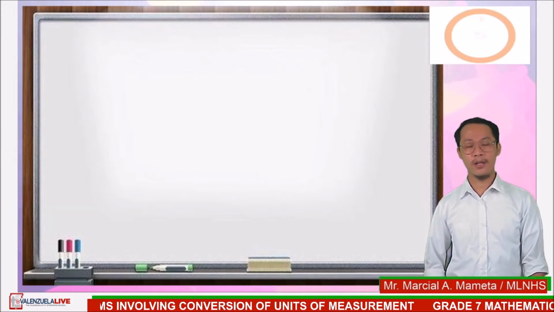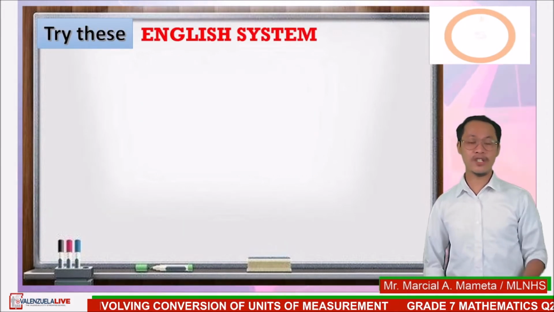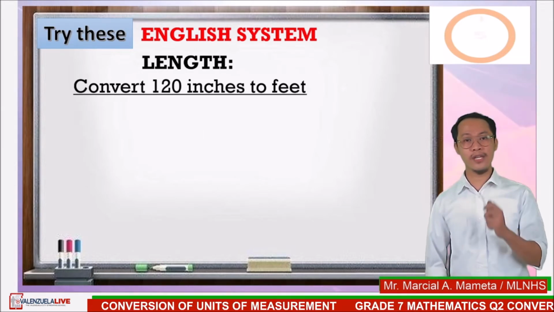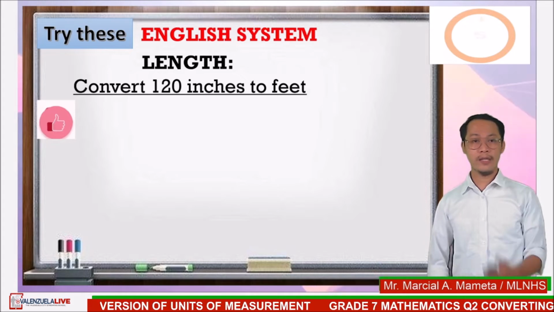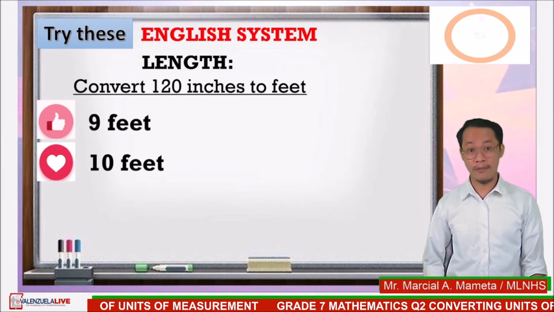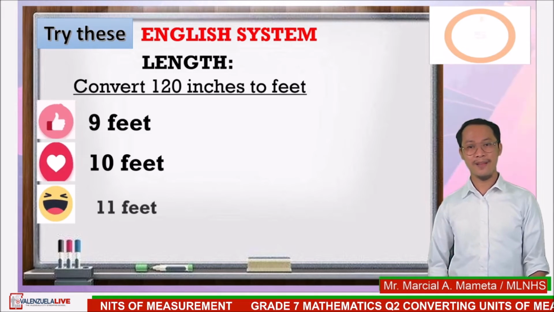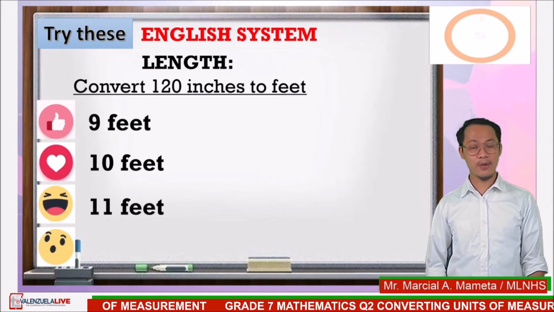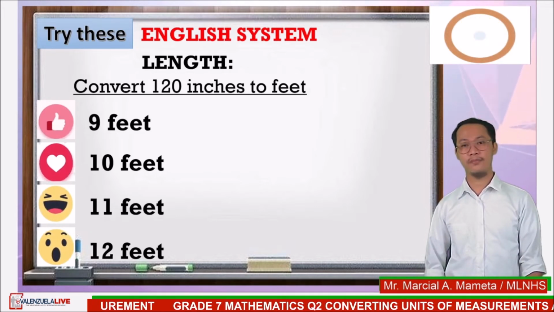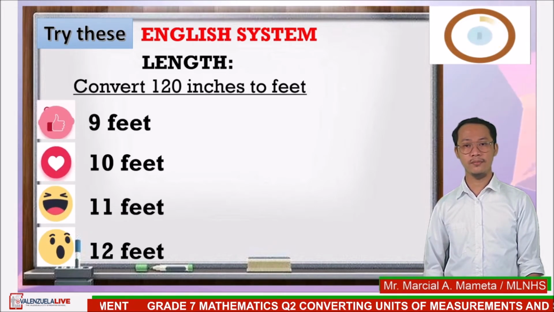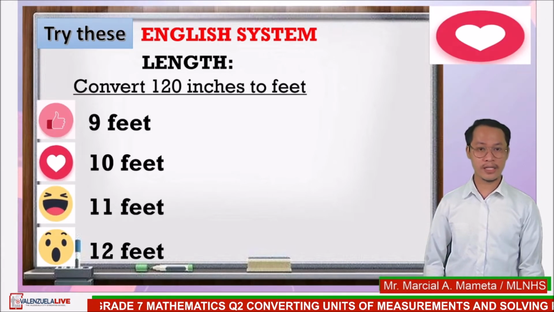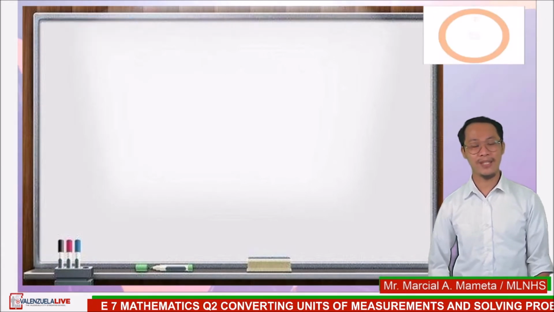Good job. Next one, English system. Length. Convert 120 inches to feet. Hit like if your answer is 9 feet. Heart, 10 feet. Haha, 11 feet. And wow, 12 feet. 5 seconds. The correct reaction button is heart, 10 feet.